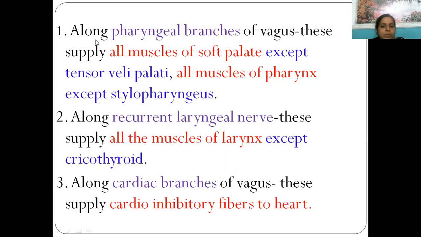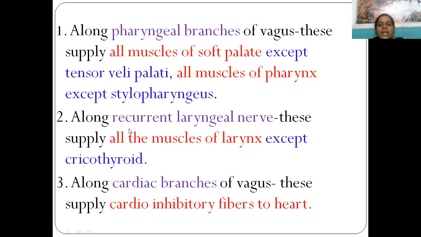The pharyngeal branches of vagus supply all muscles of the soft palate and all muscles of the pharynx. The exceptions, if you skip them, it is no problem. Muscles of the pharynx and muscles of the soft palate. To be more specific, except tensor veli palatini and stylopharyngeus. If you can remember, good. If you don't remember, these two points are enough.